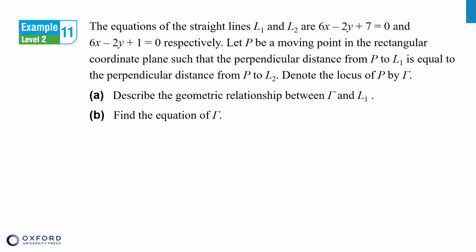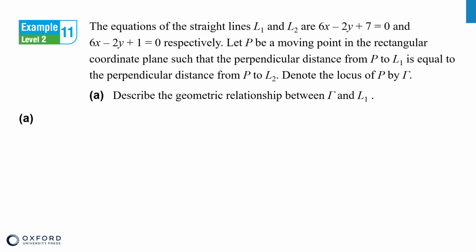In this question, we're going to describe the geometric relationship between lines and find the relevant equation. There are two straight lines L1 and L2. Moving point P maintains an equal perpendicular distance from L1 and L2. The locus of P is denoted by gamma. We need to describe the geometric relationship between gamma and L1 and find the equation of gamma.